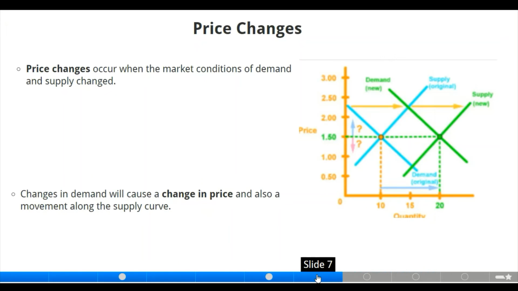Now let us move to the next slide where we have price changes. Of course, there are changes in price according to the conditions of demand and supply, that is, when the market conditions of demand and supply change. A change in demand will cause a change in price and also a movement along the supply curve. If you can still remember the law of demand and the law of supply: according to demand, the higher the price, the lower the quantity demanded, and vice versa. And for supply, the higher the price, the higher the quantity supplied.